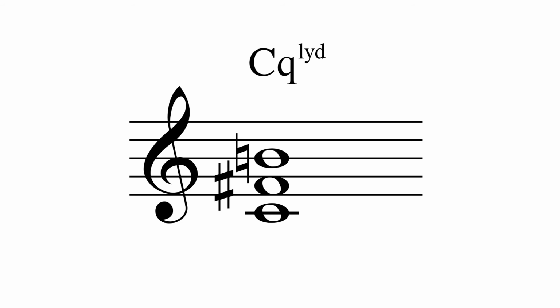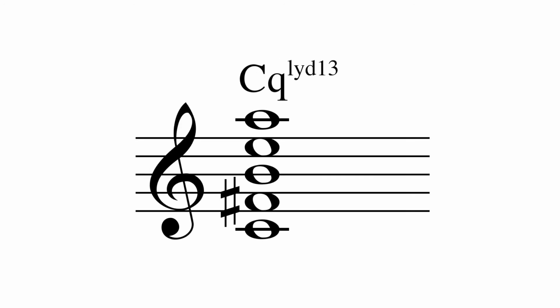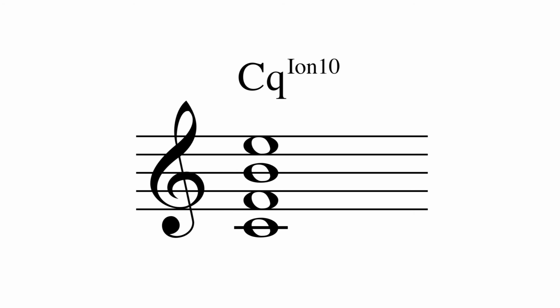Now we can freely continue to add perfect fourths on top of this chord, and it'll continue to be a quartal Lydian chord, just with a larger extension, like in this case, a C quartal Lydian 13 chord. Let's take a look at another chord with an augmented fourth. Here we have C quartal Ionian 10th. If you notice, the tritone is now between the F and the B. And as you can see, this chord fits into the Ionian scale.